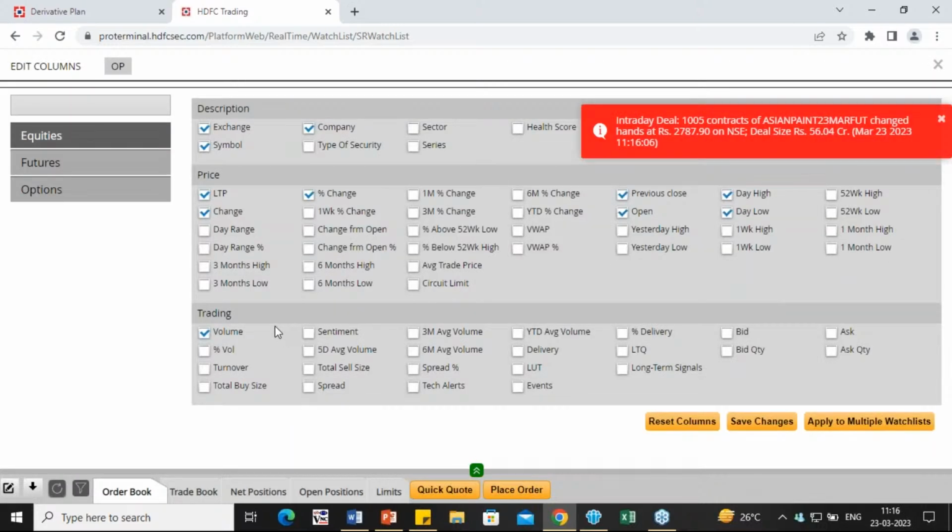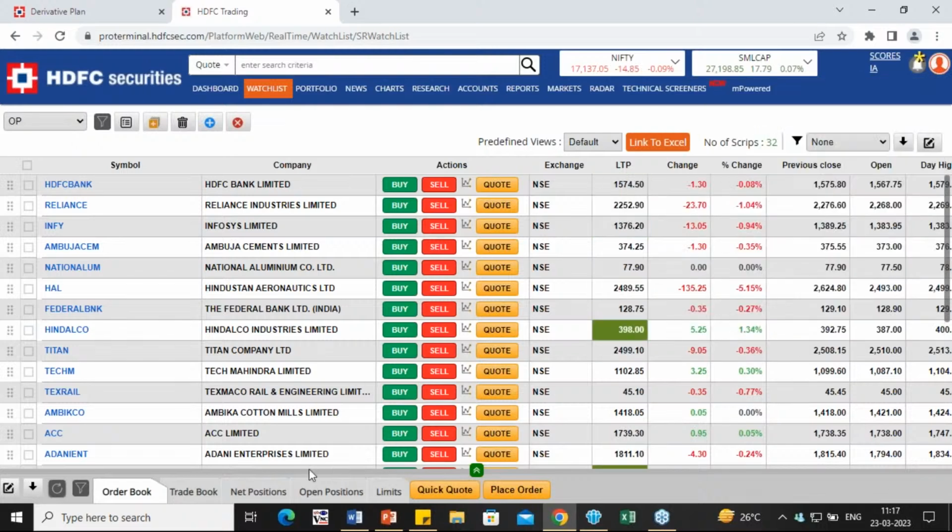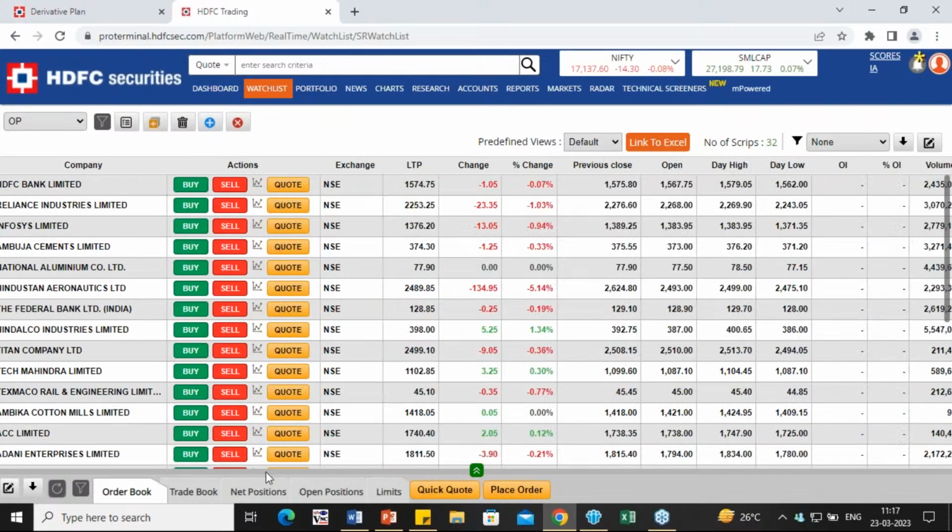If you click on the edit column, whatever you want to add over here, like VWAP percentage, yesterday high low, 1 week high low, 1 month high low, or you can say health score. This is a very good feature, the health score, right? If you want to add long term signals, events, technical alerts, you just add anything. Whatever attributes you want to add, you just add from here. Click on save changes, and after that all the attributes we have added, you can see on the watchlist accordingly.